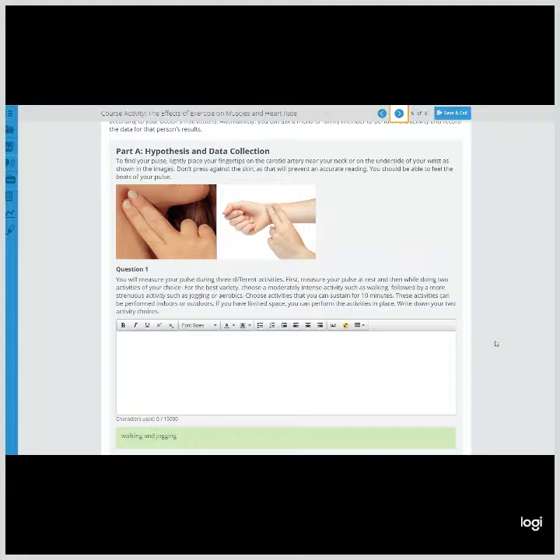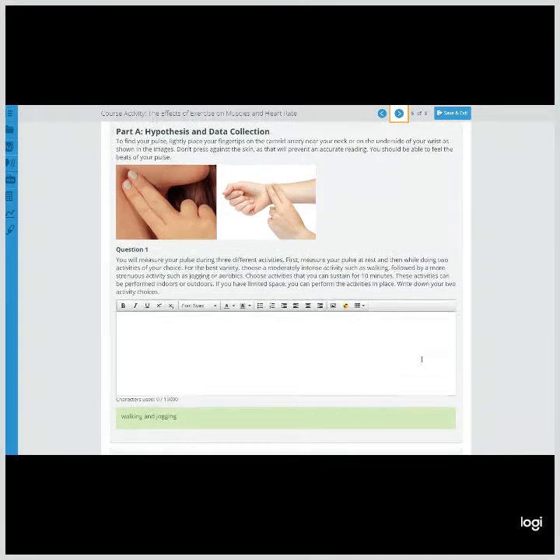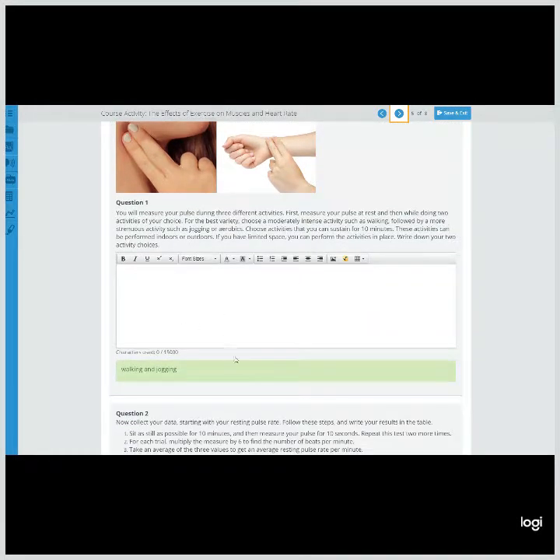These activities can be performed indoors or outdoors. If you have limited space, you can perform the activities in place. Write down your two activity choices in this box. As a sample answer, put walking and jogging. You do not have to pick those 2 activities, but you could.